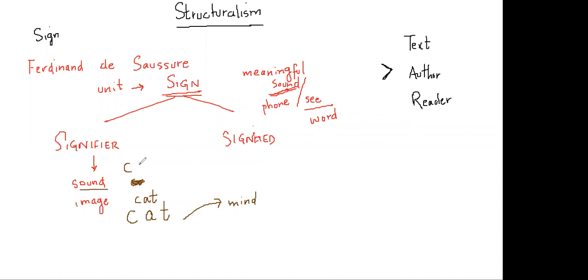And in the first case of a sound, I combined three sounds. K, A, T, cat. The sound cat also resulted in something similar that popped up in your mind. That image is the signified. What I meant by it.